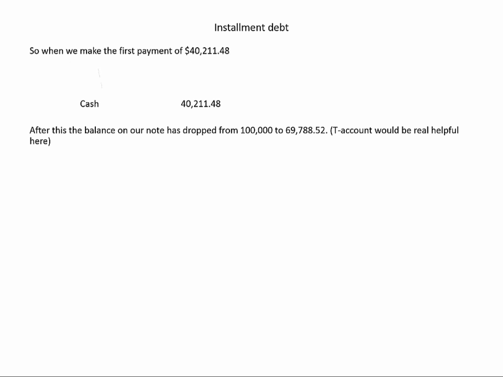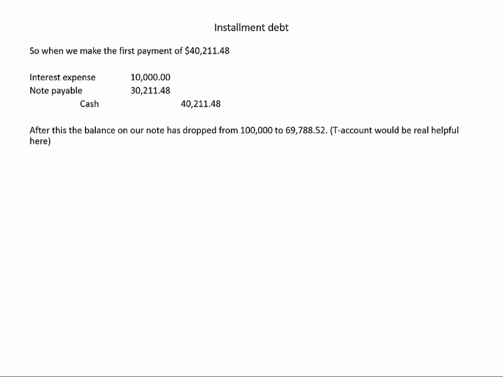When we make that first payment of $40,211.48, we write a check, and we say, okay, of that, $10,000 represents interest expense. Again, 10% of the $100,000 note balance. That leaves us with $30,211.48 left to pay down the note. So after this first payment, the balance on our note has dropped from $100,000 down to $69,788.52.